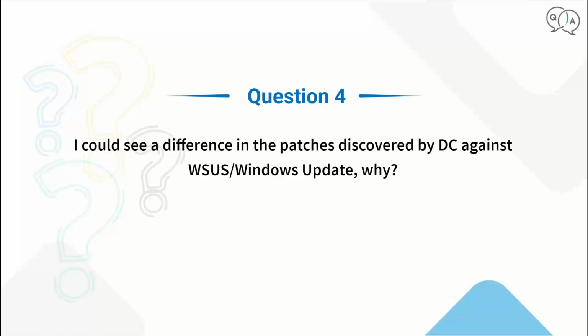I could see a difference in patches discovered by Desktop Central against WSUS Windows updates. Why? In the case of Windows 7, 8.1, 2008 servers or 2012 server machines, Windows updates does not show you security only updates as missing, but Desktop Central detects all such updates as missing to ensure they are updated. So WSUS detects updates only from its source, but Desktop Central is detecting patches from other sources such as Windows Update, Microsoft Catalog, and WSUS as well. So you might see such discrepancies with WSUS.